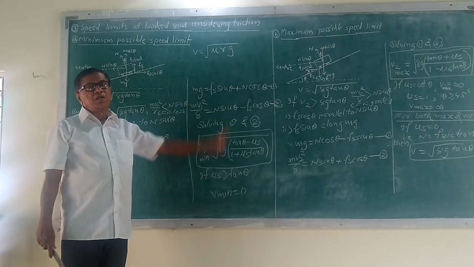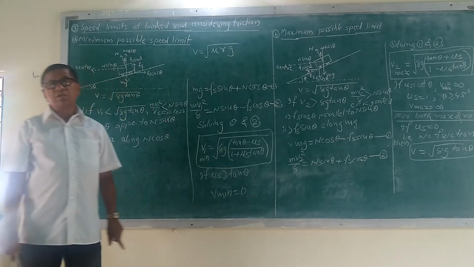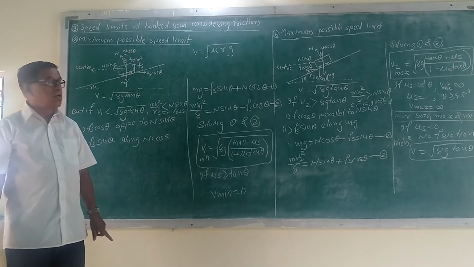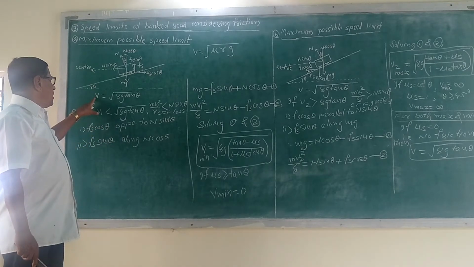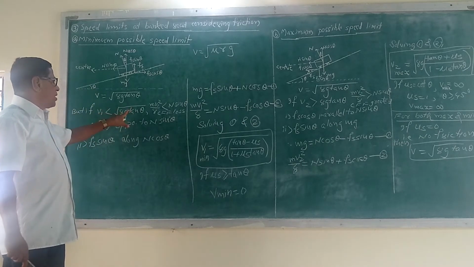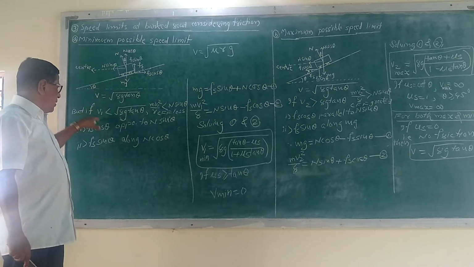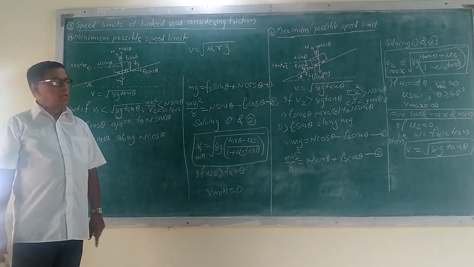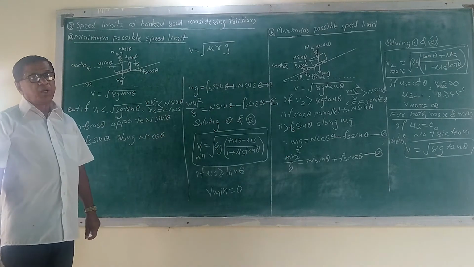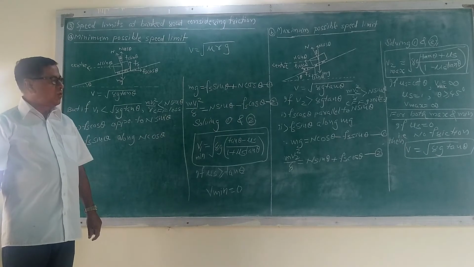This is the derivation. If you take the friction in the upward direction, that is the minimum velocity v1, that is v less than root rg tan theta, that is taken as v1. We take the derivation as v1 is equal to root rg in the bracket tan theta minus mu s upon 1 plus mu s tan theta.